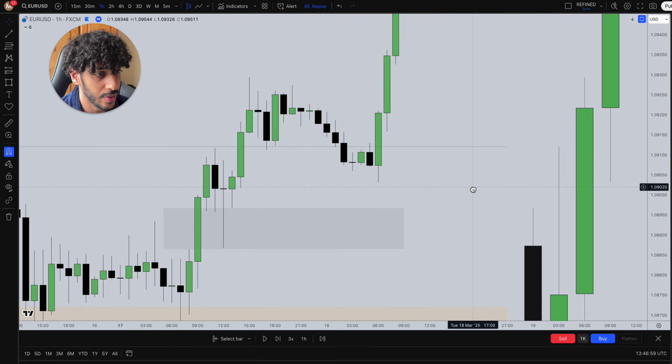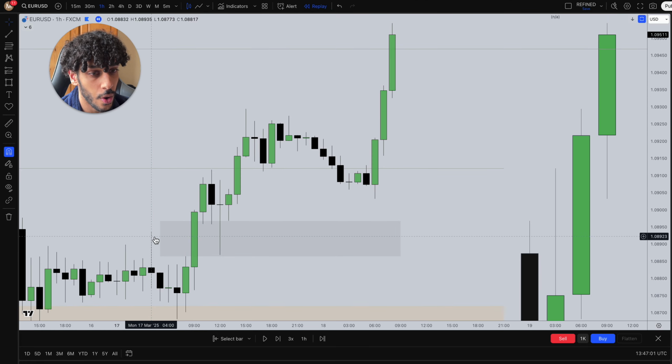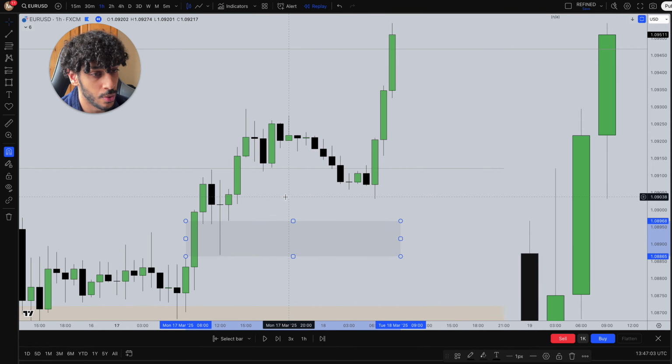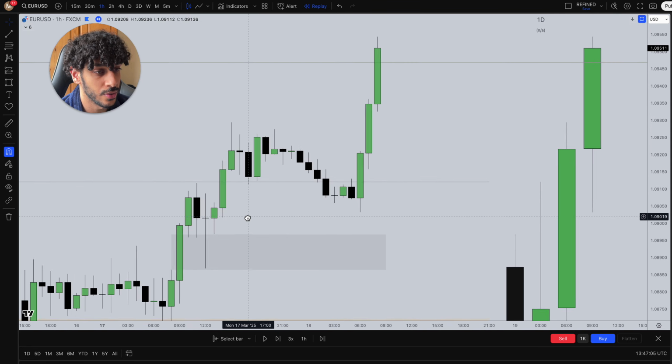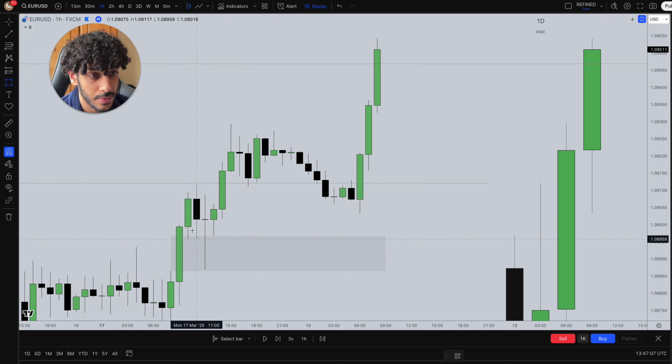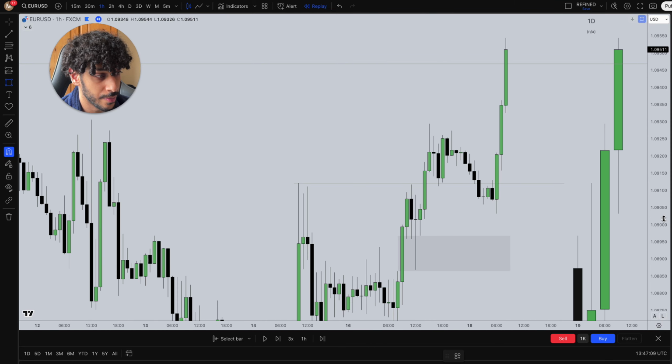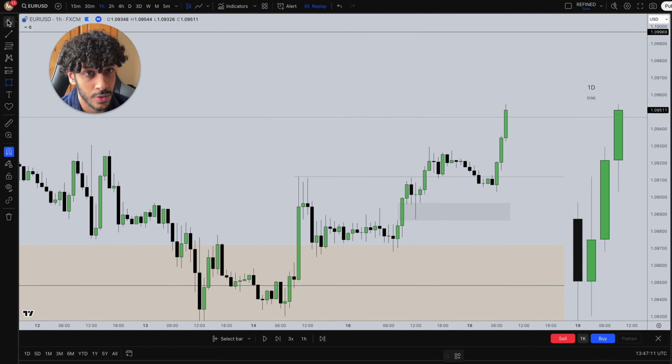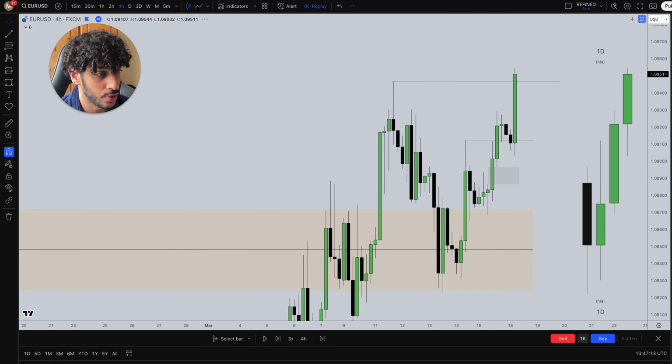If we go on the hourly now, you'll start to see why I wasn't as interested, or why I was okay to allow this area not to get tagged. On the hourly, you can see again we are in that bullish order flow. I'll go out to the 4 hour again, just to show this off as well.